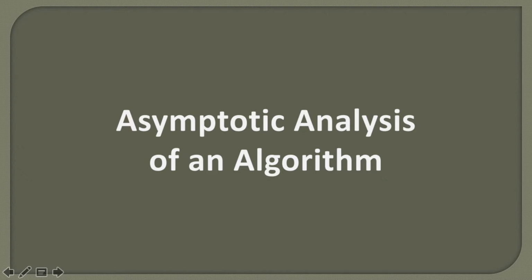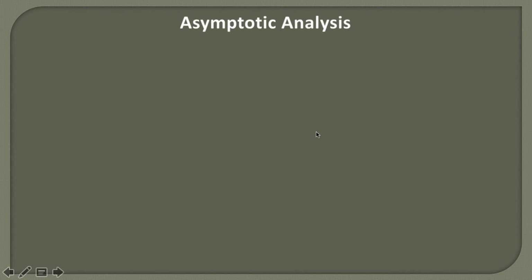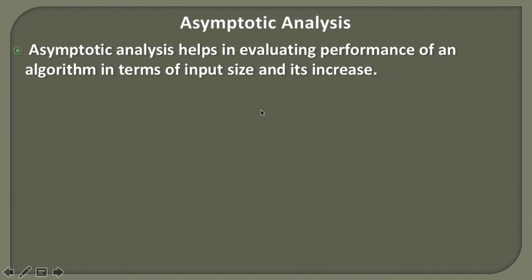So usually there are mathematical models which help us in determining the time and space complexity of an algorithm, and the analysis which deals with those mathematical models, we term it as asymptotic analysis. So what do we mean by asymptotic analysis? Asymptotic analysis helps in evaluating the performance of an algorithm in terms of input size and its increase.